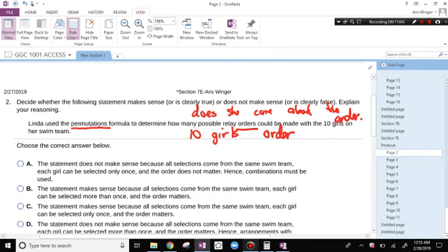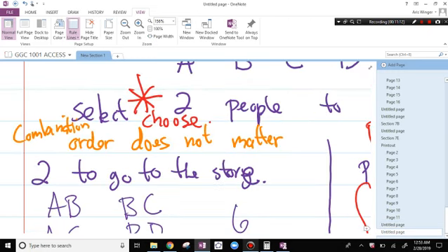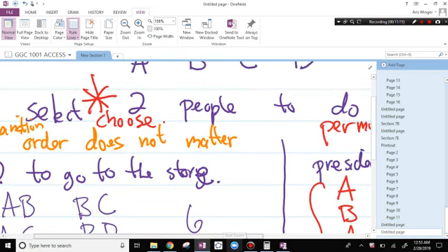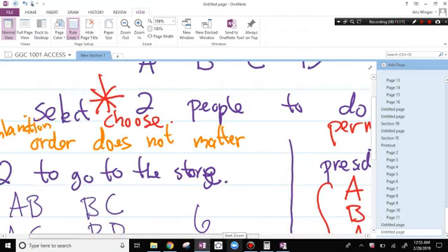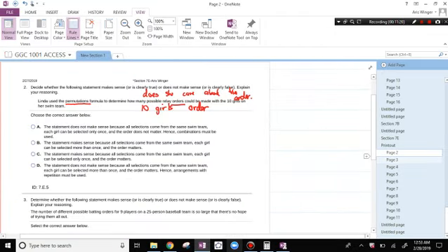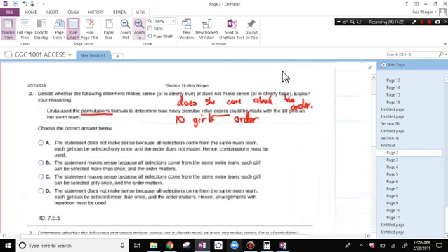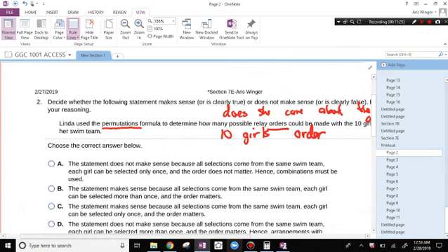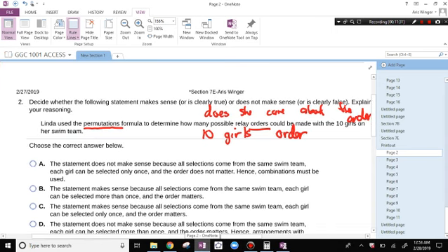She clearly wants to order them, okay? So the statement makes sense because she cares about the order. We said earlier that for permutations, you care about the order. And so, yes, she would be using the permutation formula for this one. This statement makes sense because all selections come from the same swim team. Each girl can be ordered only once and can be selected only once, and the order matters. We care about the order. My number two is C.